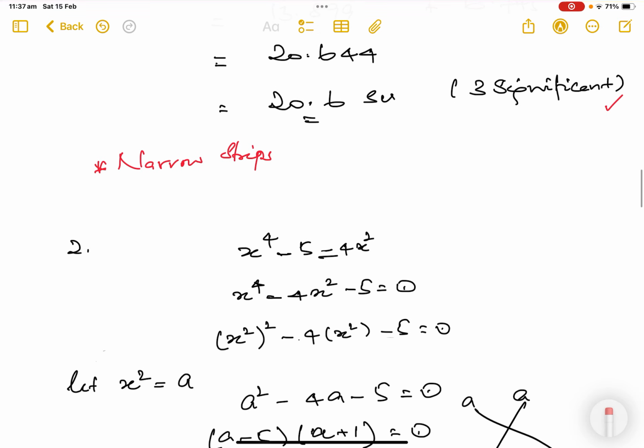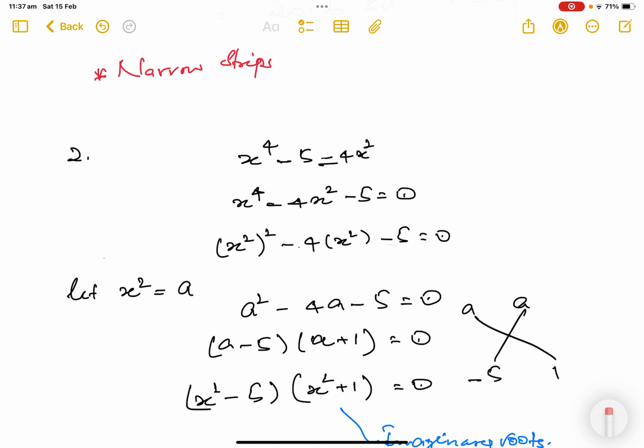That's x to the power 4 minus 5 equals 4x squared. And bring that 4x squared to the left hand side. That's x to the power 4 minus 4x squared minus 5 equals 0. A pattern develops here: just x to the power 4, x squared, and a number.